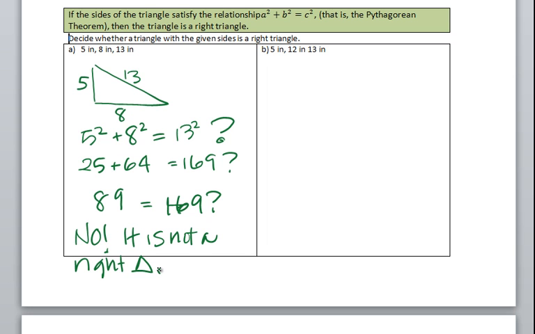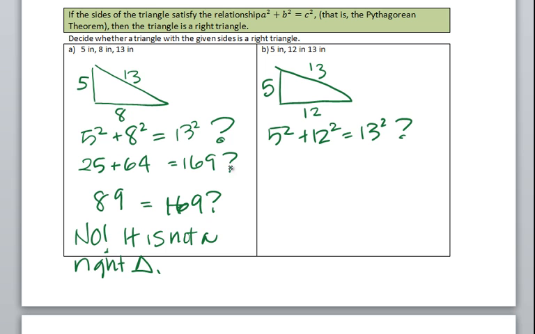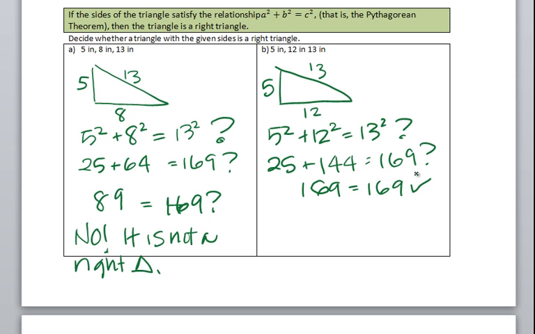Okay, let's take a look at B. I have 5 inches, 12 inches, and 13 inches. So 5, 12, and 13. So if I can get this to satisfy the Pythagorean theorem, then I have shown that it's a right triangle. So is 5 squared plus 12 squared equal to 13 squared? And it's important to put these question marks here because I don't know yet. That's what I'm trying to show. So 5 squared is 25, 12 squared is 144, and 13 squared is 169. Now, does the left-hand side equal the right-hand side? Well, 25 and 144, that actually looks like 169. And 169 is equal to 169. And so, yes, this is a right triangle.